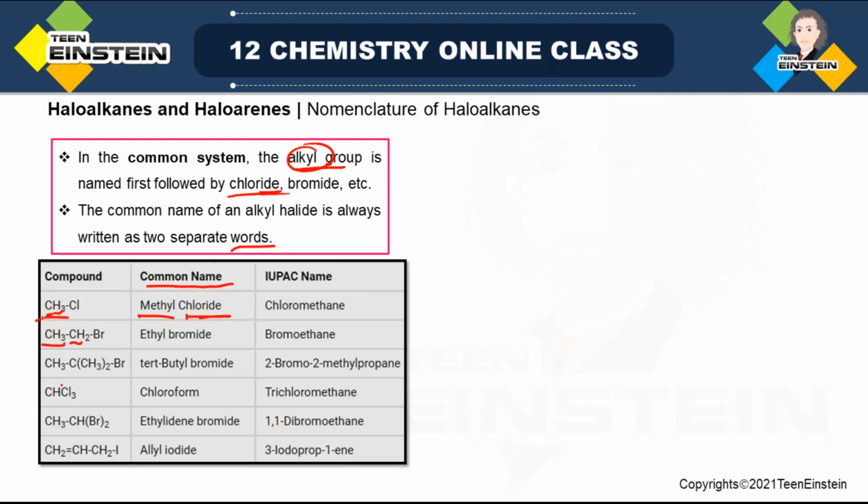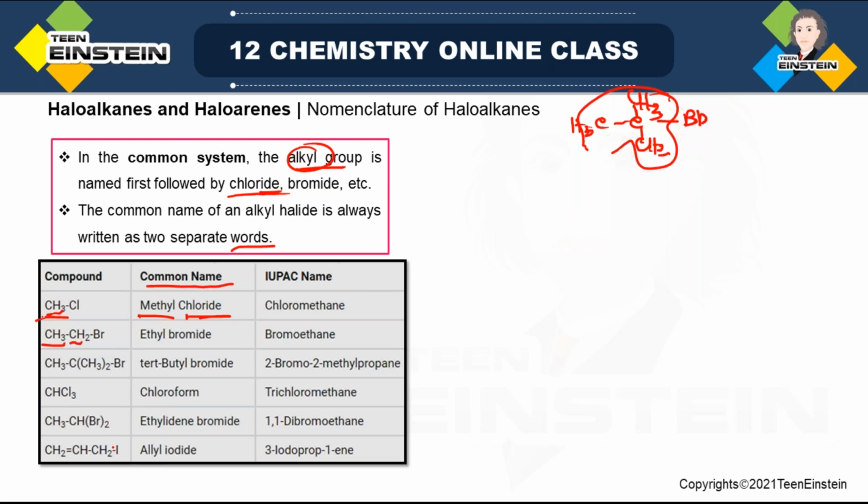After that, the third one, CH3CMe2Br. So this compound is like this basically: H3C attached to a carbon, two more methyl groups, and then bromine. Now this total group is known as the tertiary butyl group. So it is written tertiary butyl, and then bromide.